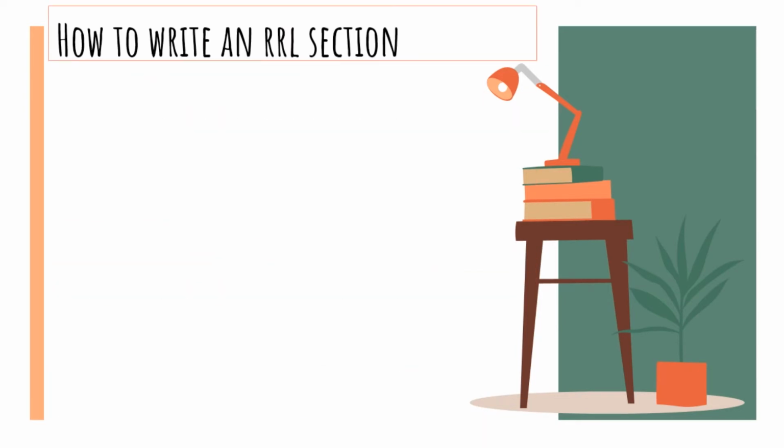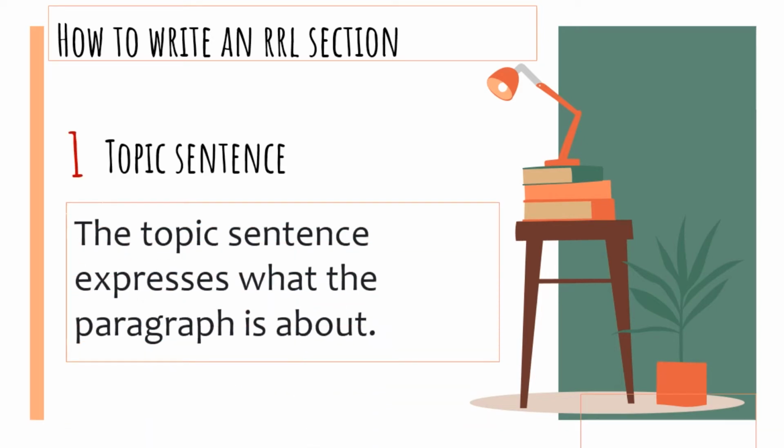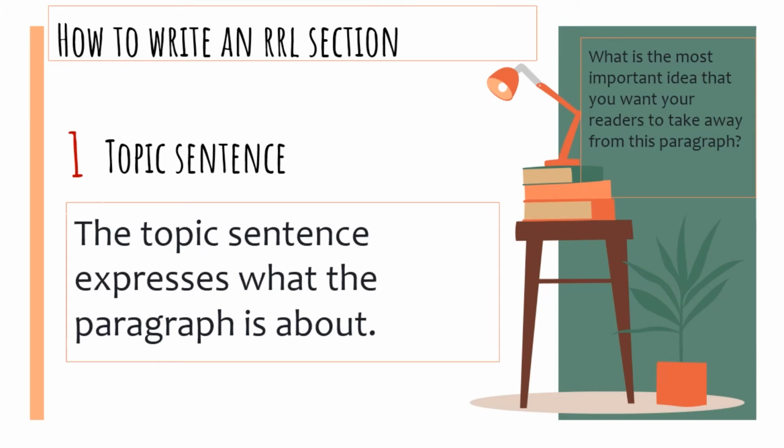There are 4 parts of RRL that must be seen and read in your paper, starting with the topic sentence, which expresses what the paragraph is about. It answers the question, what is the most important idea that you want your readers to take away from this paragraph? The topic sentence usually goes at the very start of a paragraph, but sometimes it could come later to indicate a change of direction in the paragraph's argument.